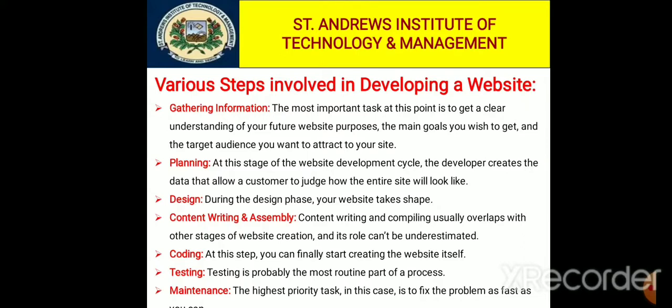Step 2, planning. Planning means that at this stage of the website development cycle, the developer creates the data that allows a customer to judge how the entire site will look. Based on the information gathered in the previous phase, the site map is created. Here is the site map of the ABC software website, any website. The site map should describe the relation between the main areas of your website, the main content of your website, and the focus point of the website.